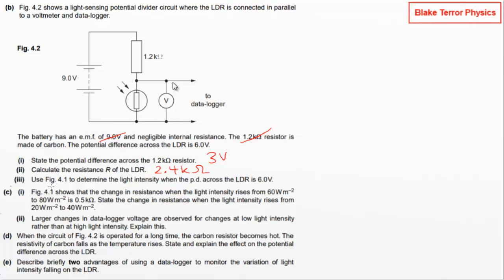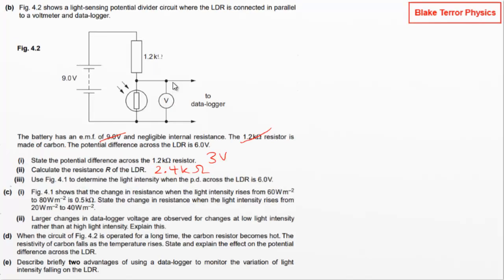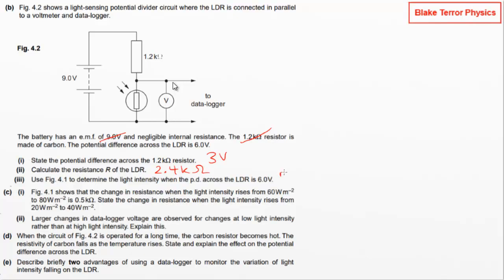Use figure 4.1 to determine the light intensity when the PD across the LDR is 6 volts. Right, so what were they showing us on the previous picture again? So that is resistance against light intensity. So for 2.4 kiloohms, what have we got? We got 2.4, that's here, which is about here, which looks like 50 watts per meter squared. So 50 watts per meter squared.